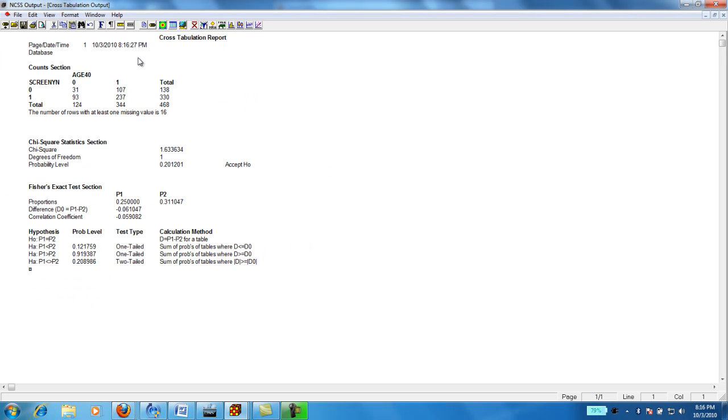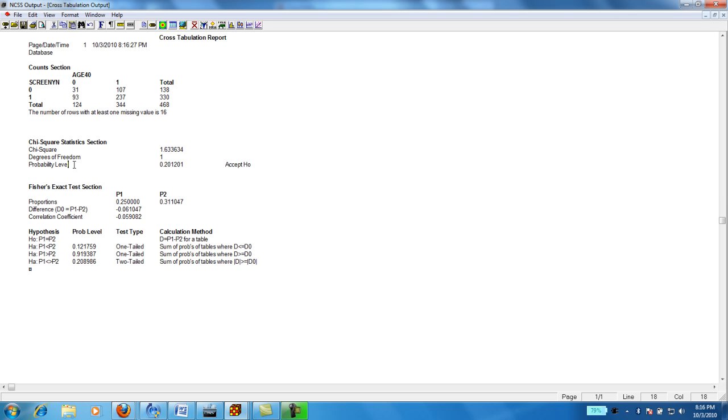We get a crosstabs table that shows the levels of the variable age 40. 0 is less than or equal to 40, and 1 is greater than or equal to 40. And then screening is 0 is no, and 1 is yes, they got a particular screening test. And you can see the totals on the rows and the columns. The chi-square statistic is right here. It is 1.633 with 1 degree of freedom.